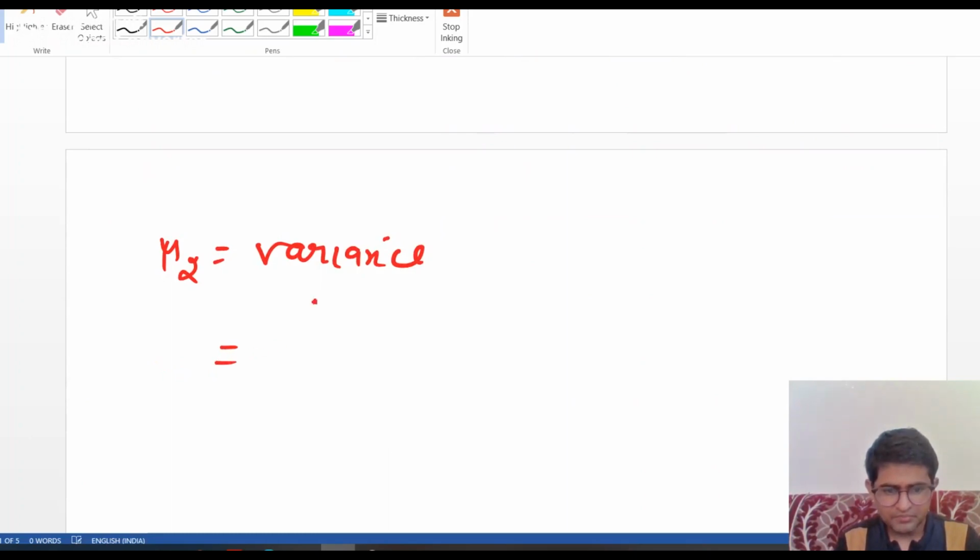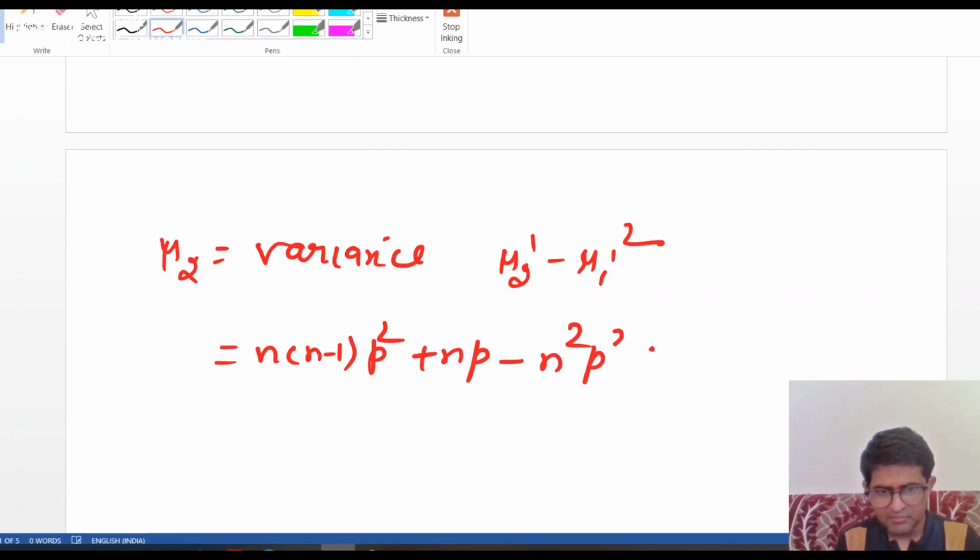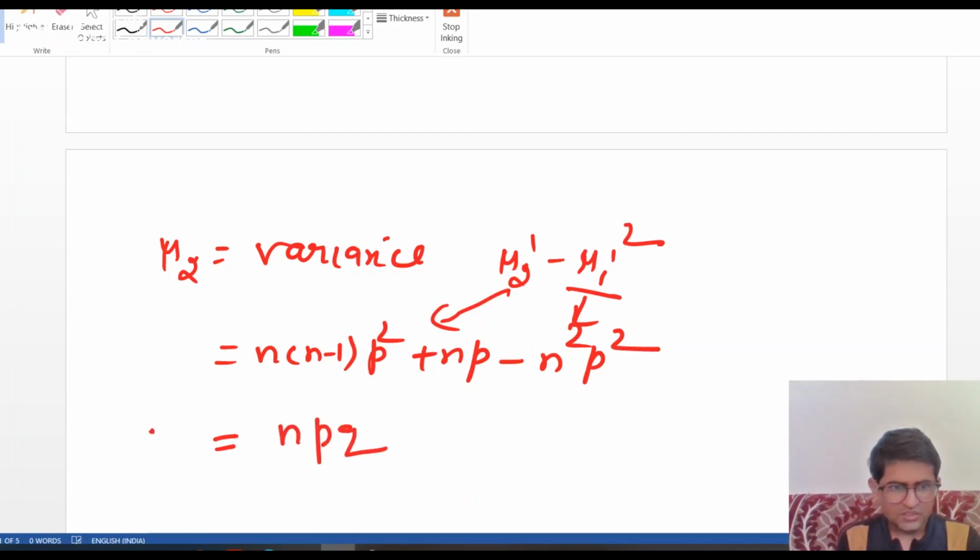Variance is equal to mu2 dash minus mu1 dash whole square. First write the value of mu2 dash, which we calculated above: n into n minus 1 p square plus np, minus n square p square. This is the value of mu2. After simplification we find npq. This is the value of mu2, the variance.